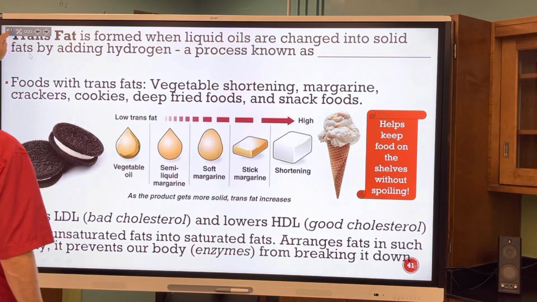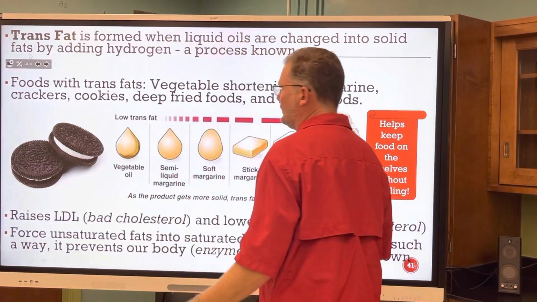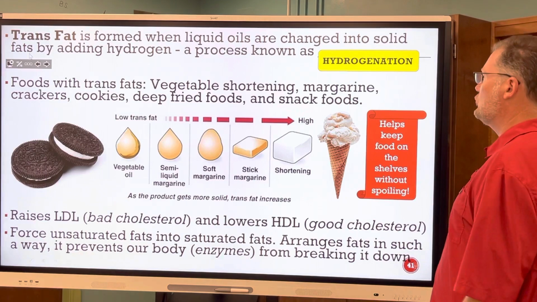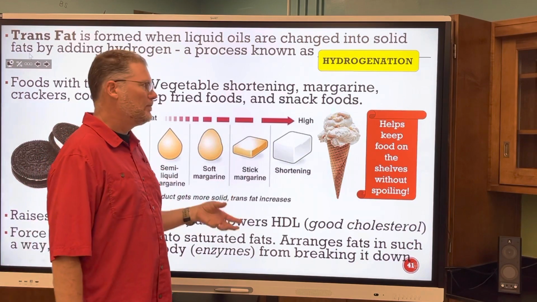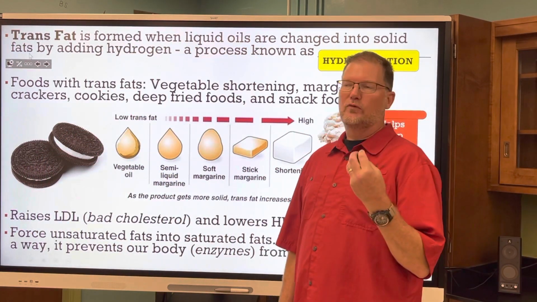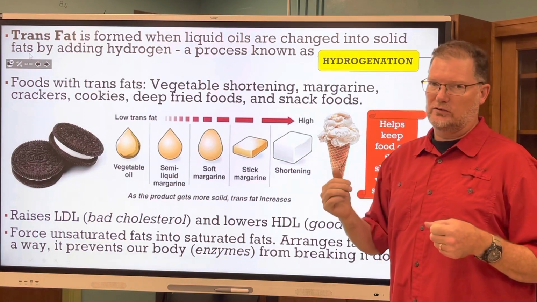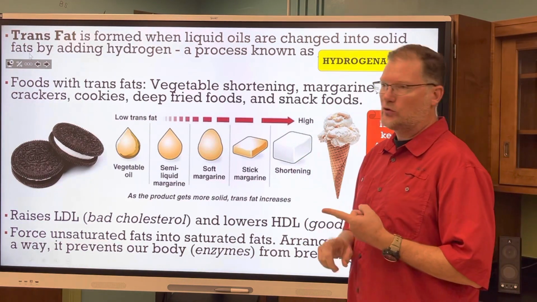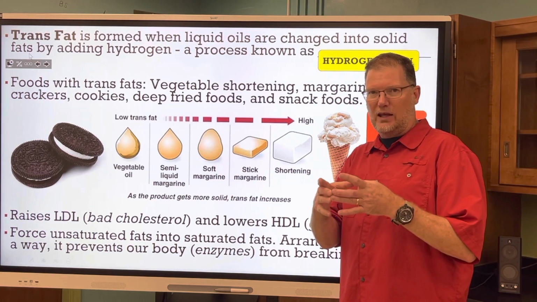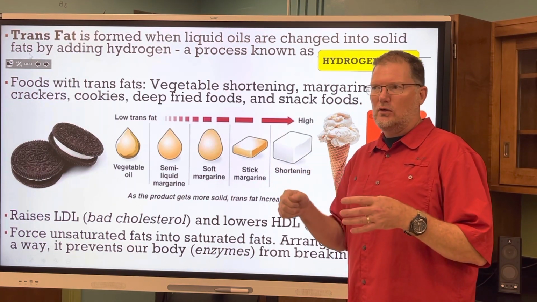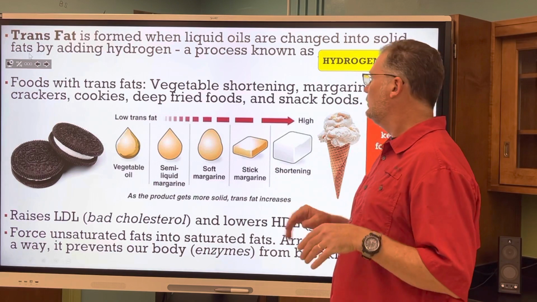Trans fat. Trans fat is formed when liquid oils are changed into solid fats by adding hydrogen, known as hydrogenation. And this is a man-made procedure that converts the liquids into solids, okay? So foods with trans fats are vegetable shortening, like Crisco. It comes in a can usually, and you scoop it out and you mix it in with cookies. You pretty much bake with Crisco. I don't like the taste of it, but some people do.